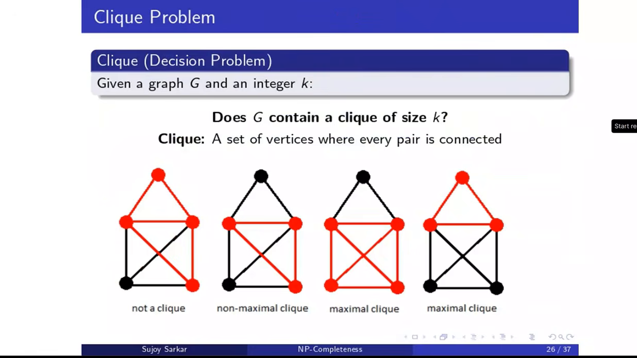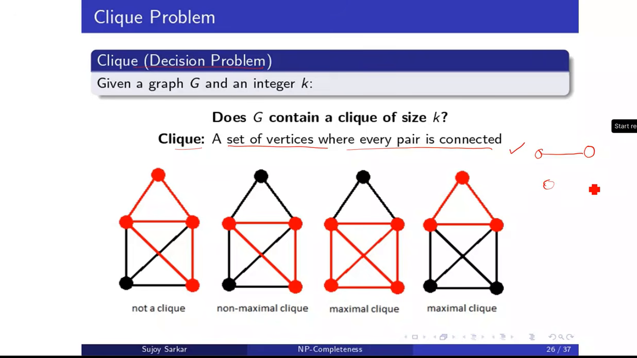So this is the 3-SAT problem. Next, look at the Clique problem. The Clique problem is a graph problem. A clique is a set of vertices where every pair is connected to each other. So if I take 2 vertices and connect them, this is a clique.